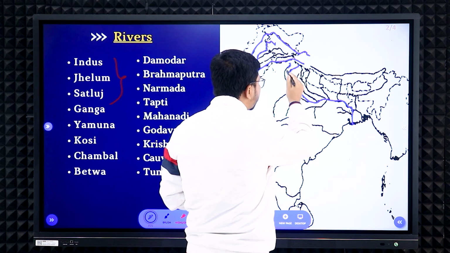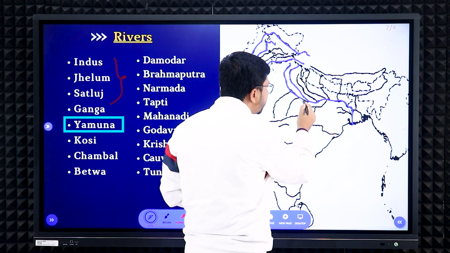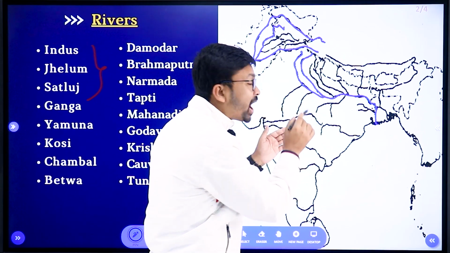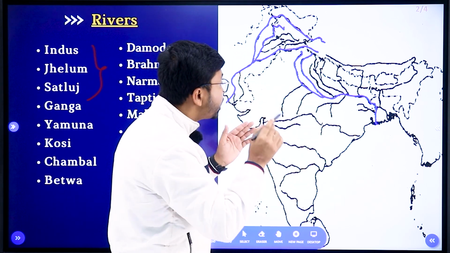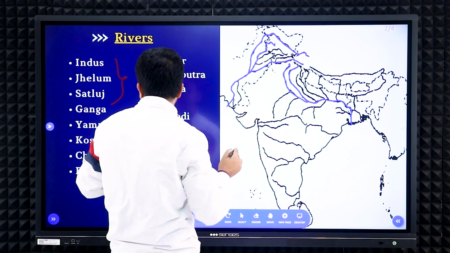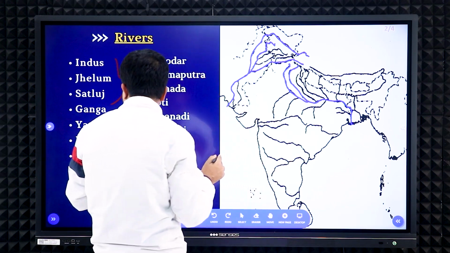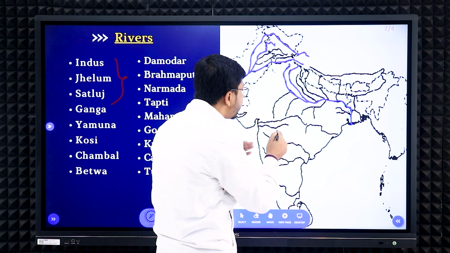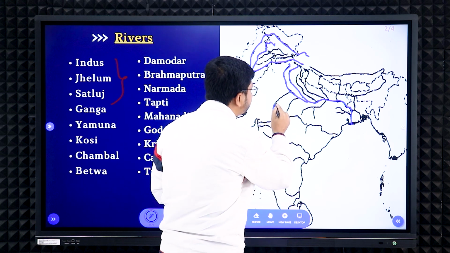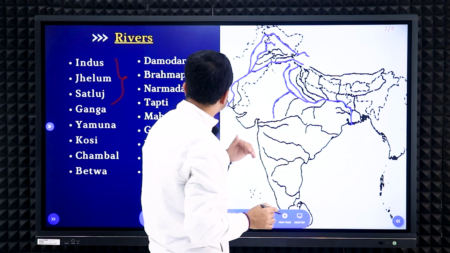No, next one is the Yamuna river. Okay, Yamuna river, you need to mark up to where it joins with the Ganga river. That is Yamuna. After Yamuna, what is there next? That is the Chambal. Anti-clockwise, next one it will come, Chambal. It will be there like this. This one is the Chambal.